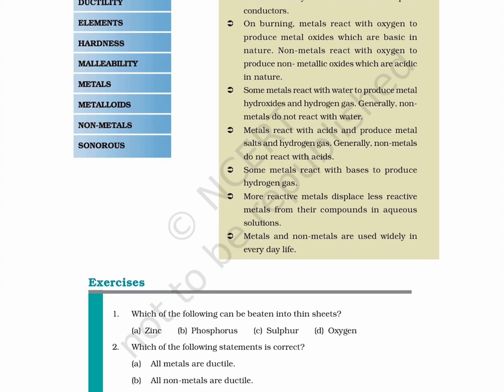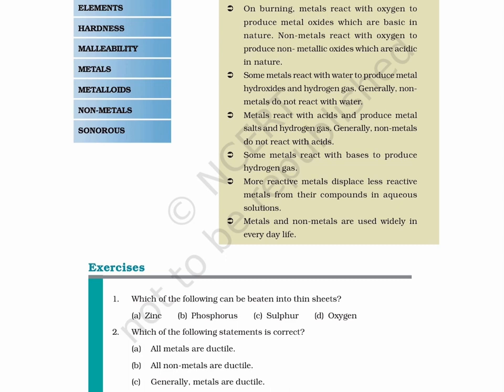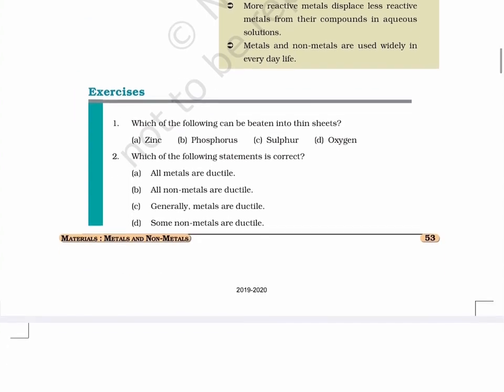Generally, non-metals do not react with acids. Some metals react with bases to produce hydrogen gas. More reactive metals displace less reactive metals from their compounds in aqueous solutions. Metals and non-metals are used widely in everyday life.